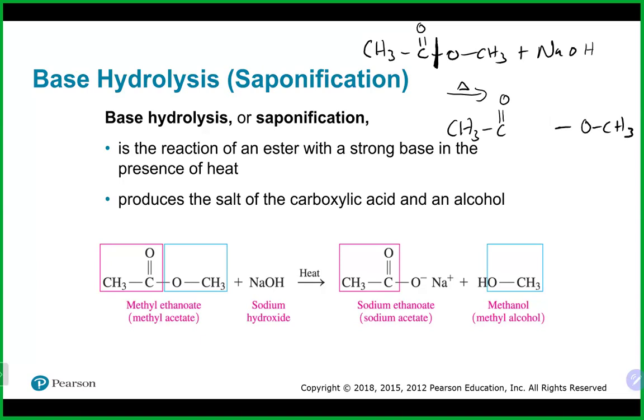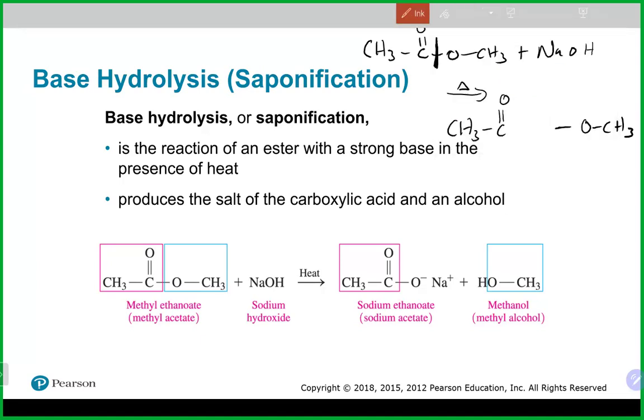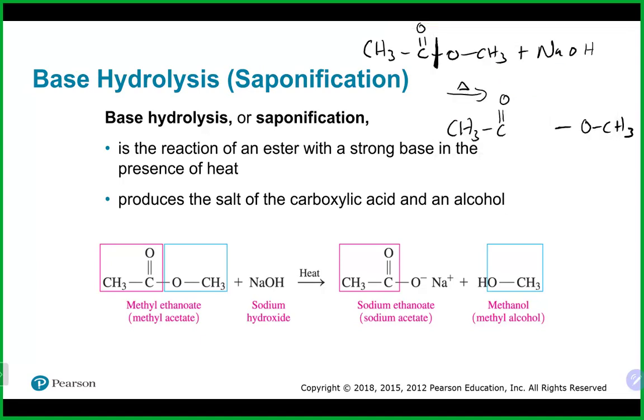Now, the difference is that because it's basic, we will not get the carboxylic acid back. That hydrogen you want to put back on there is not going to stay on because it's basic. It's going to come off and make water. So we actually do get the alcohol back. We will get our alcohol back just the way it is, and that is basically what's going to happen in this case.